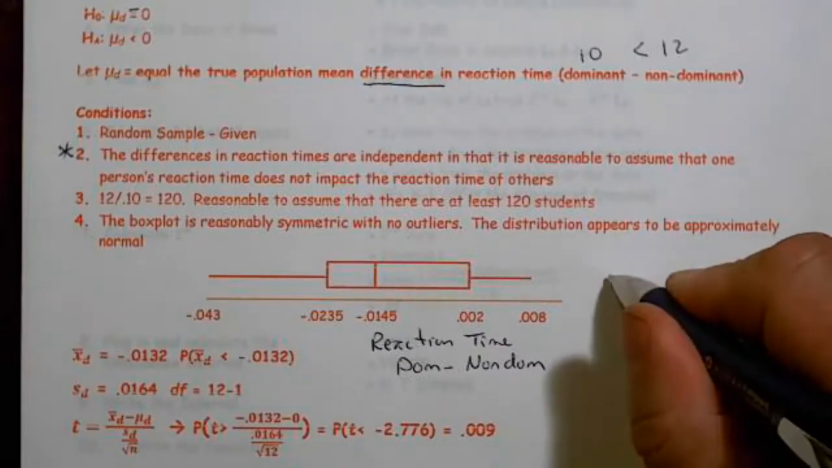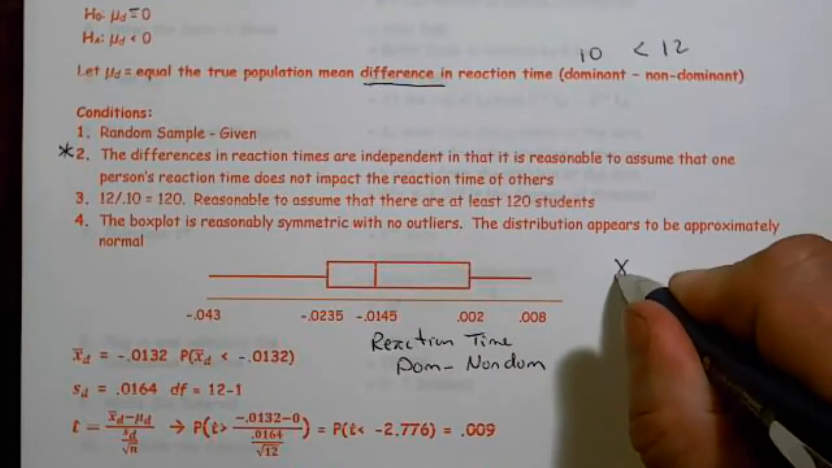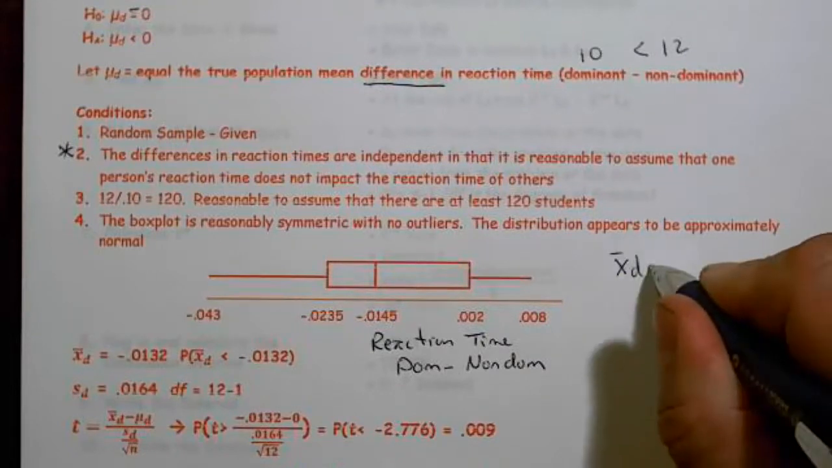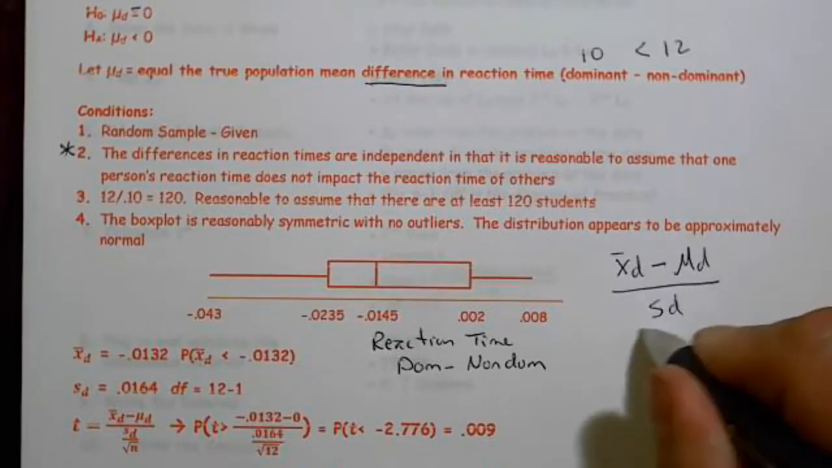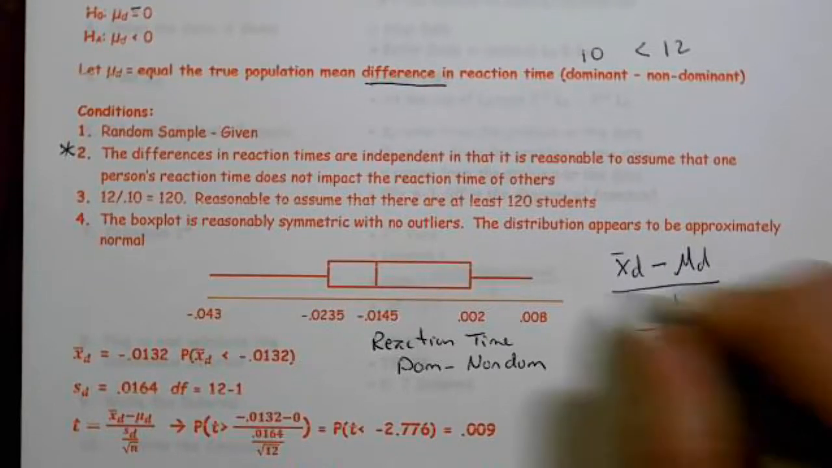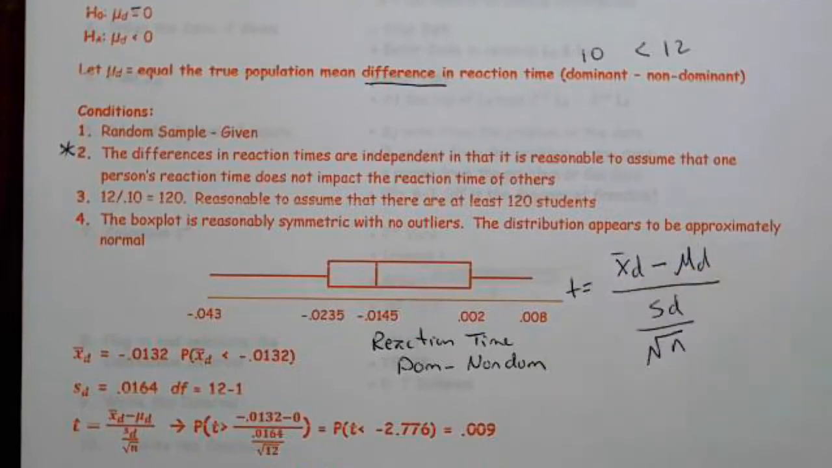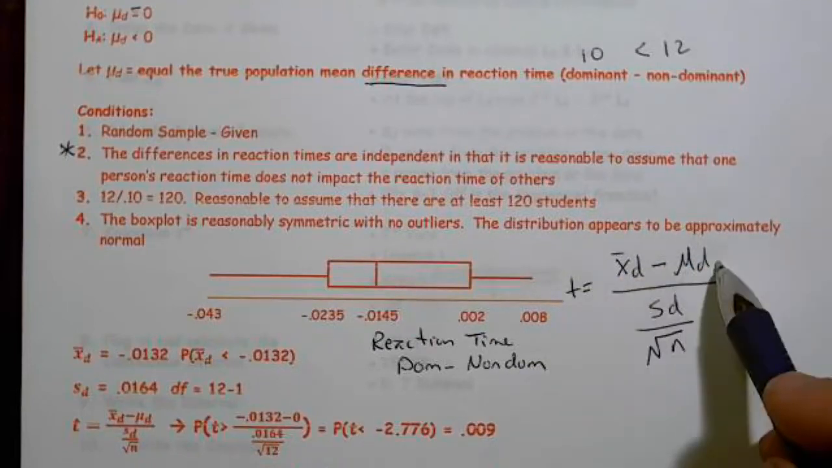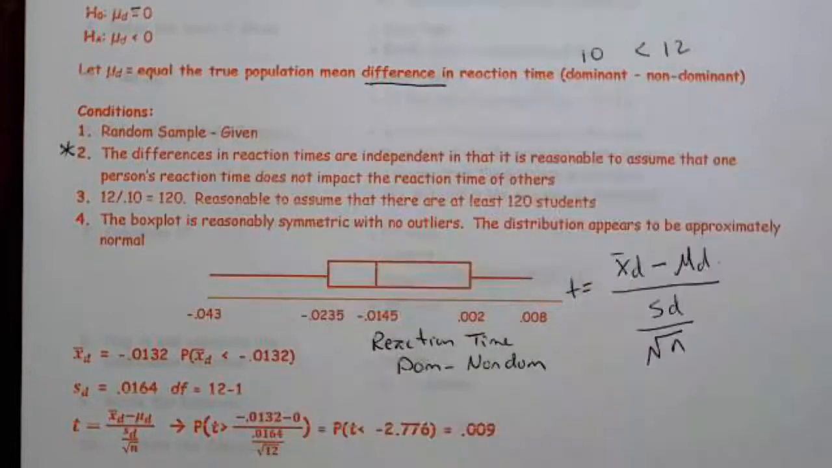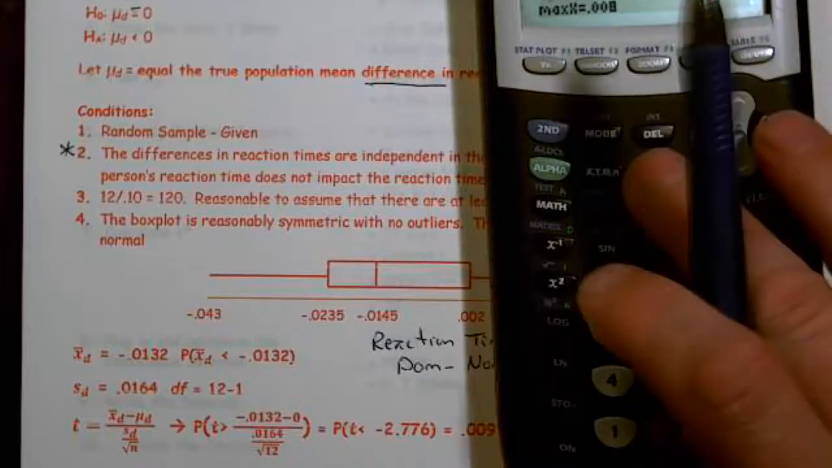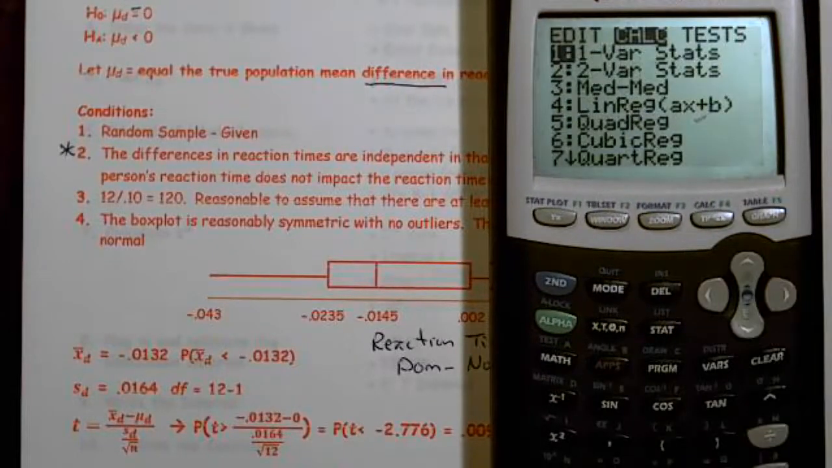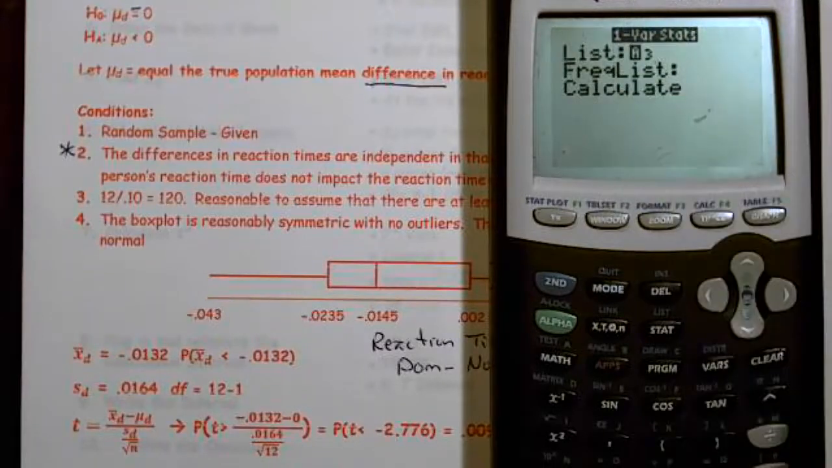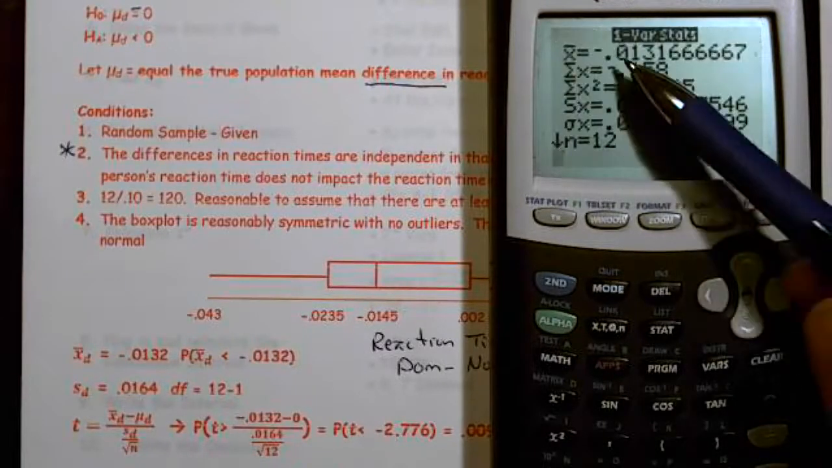Well, what I have is, for my formula, x bar d minus mu d over sd divided by the square root of n. Now, in this case, we know that mu d is our claimed 0. Well, where do I get these values? Well, I can go to stat, calc, one variable statistics. My list is L3 that I care about, and I can get it that way.